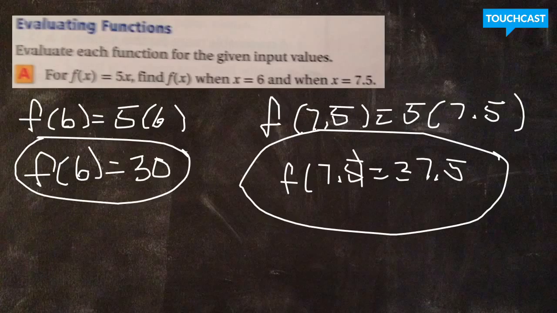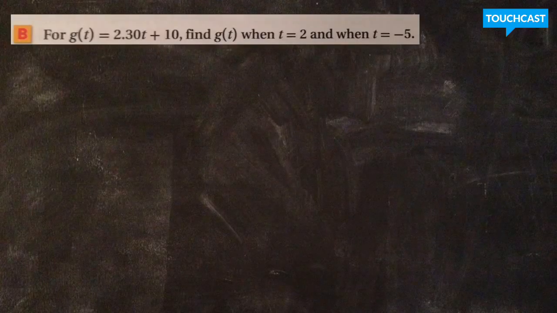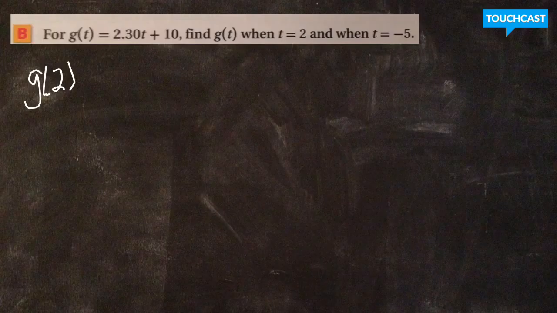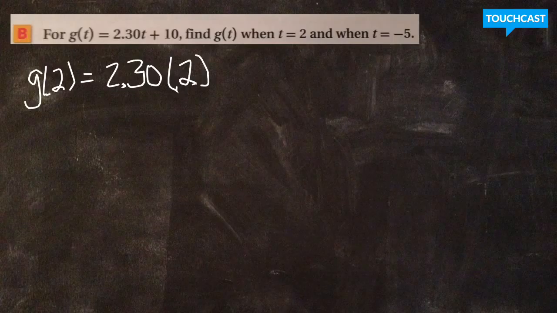Let's look at another example. So we are going to take g of t, where it equals 2.30t plus 10, and find the values of g of t when t is 2 and when t is negative 5. So let's start with t is 2. So we are looking for g of 2. Wherever there is a t, we are going to substitute a 2 in. So g of 2 is going to equal 2.30 times 2, and then we'll add 10 to that value. So now we can use our order of operations to simplify this.